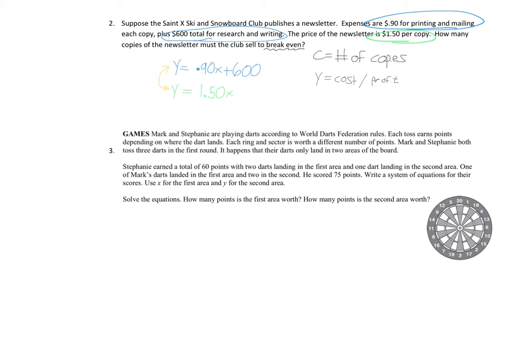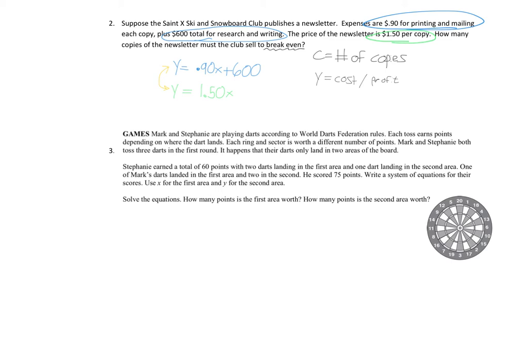So this is a good one here too. Mark and Stephanie are playing darts according to the World Darts Federation rules. Each toss earns points depending on where the darts land. Each ring and sector is worth a different number of points. Mark and Stephanie both toss 3 darts in the first round. It happens that their darts only land in 2 areas of the board.